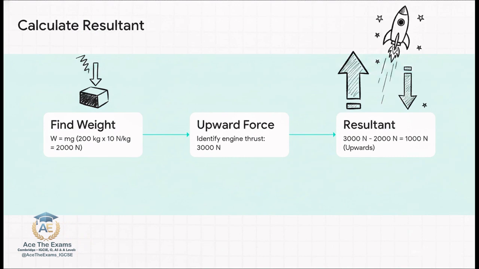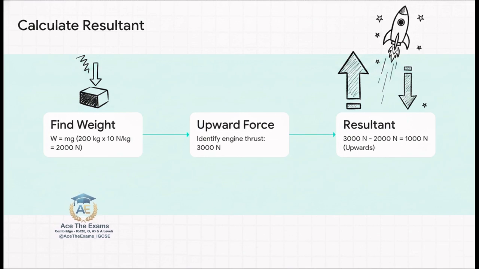First, we have to calculate the rocket's weight. We do this by multiplying its mass of 200 kilograms by Earth's gravitational field strength, which we know is 10 newtons per kilogram. That gives us exactly 2,000 newtons pulling downwards. Second step, we identify our upward force, which is the 3,000 newtons of thrust from the engine. Finally, we calculate the resultant by subtracting the downward pull from the upward push. 3,000 minus 2,000 leaves us with a resultant force of 1,000 newtons. And the direction? It's pushing upwards because the upward thrust was stronger. Because that resultant force is upwards, the rocket successfully accelerates up into the sky.